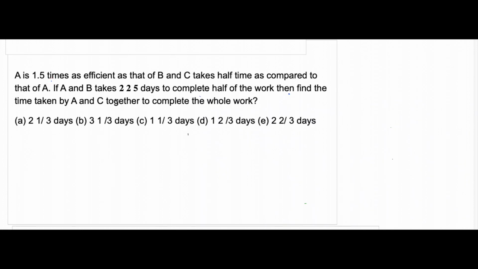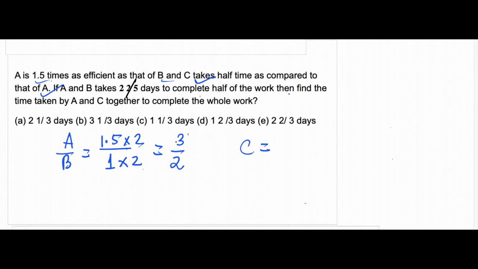Okay, so let's find out the ratio of the efficiencies of A and B. A by B. So A is 1.5 times as efficient as B, so 1.5 by 1. Now multiply numerator and denominator by 2 to remove the decimal. So 3 by 2 is the ratio of the efficiencies of A and B. C takes half the time as compared to that of A, so the efficiency of C will be double that of A. So if the efficiency of A is 3, the efficiency of C will be 6.